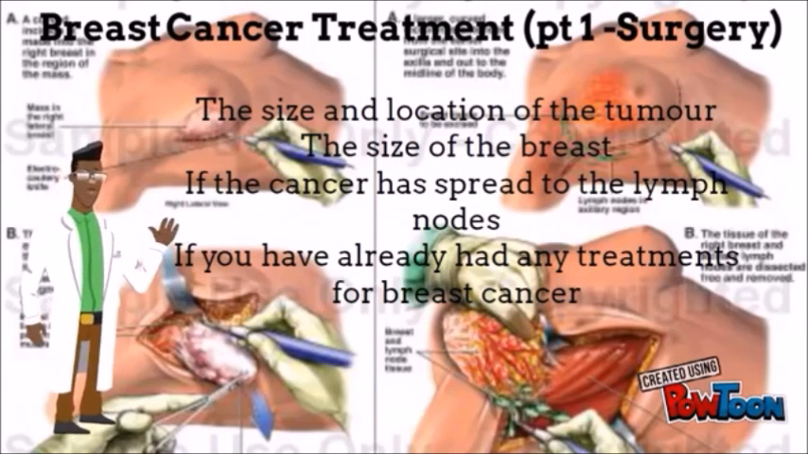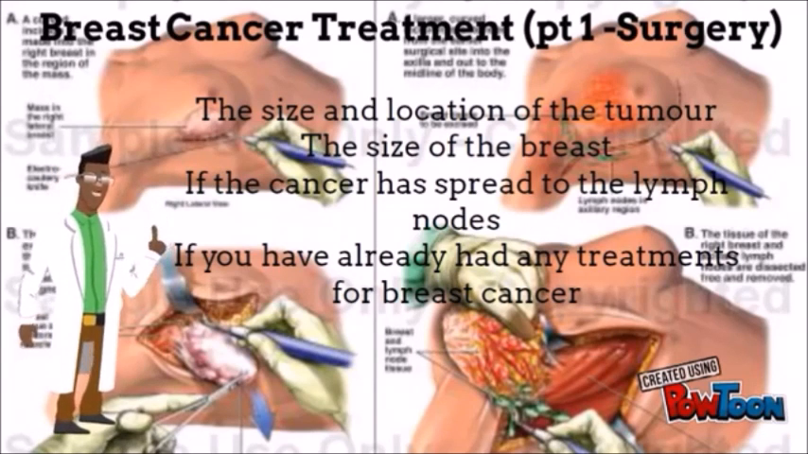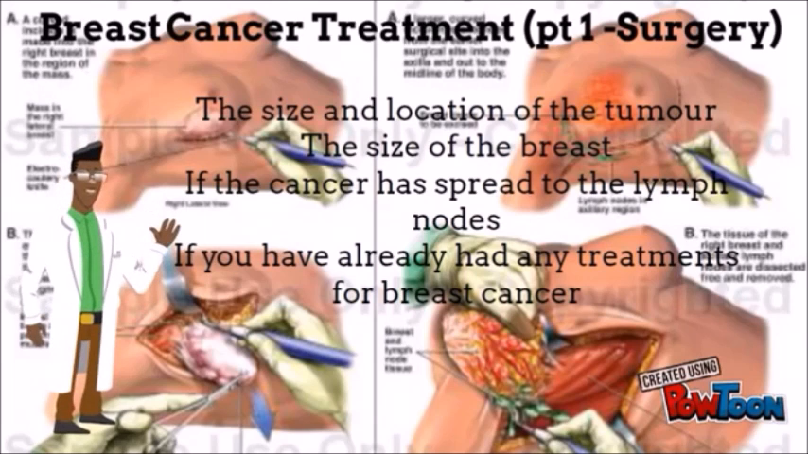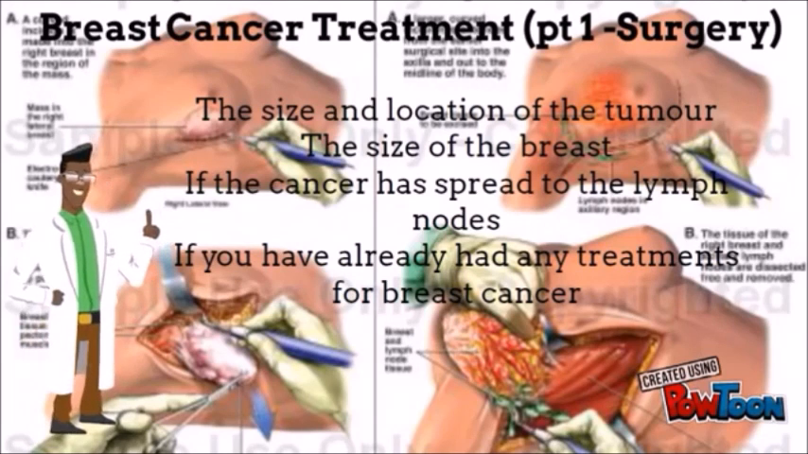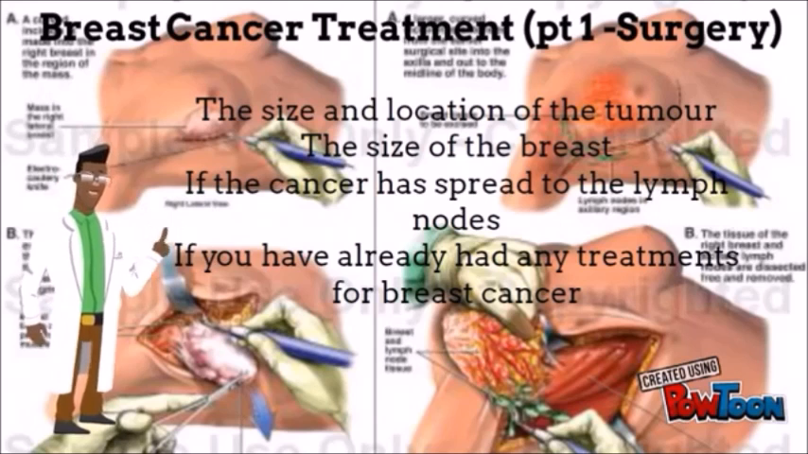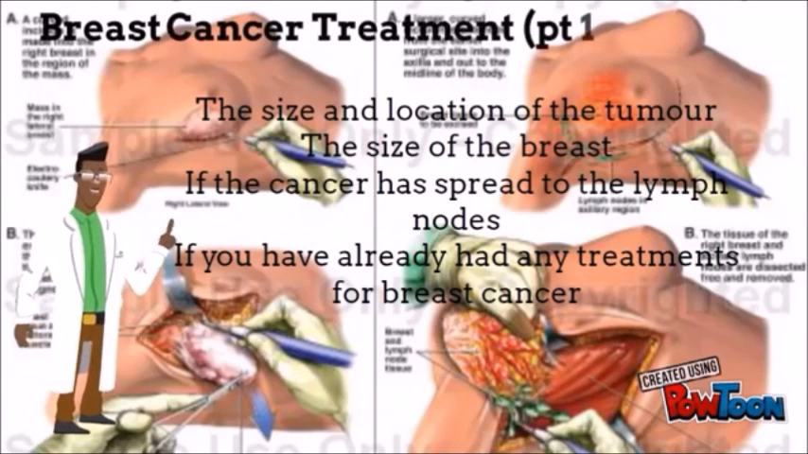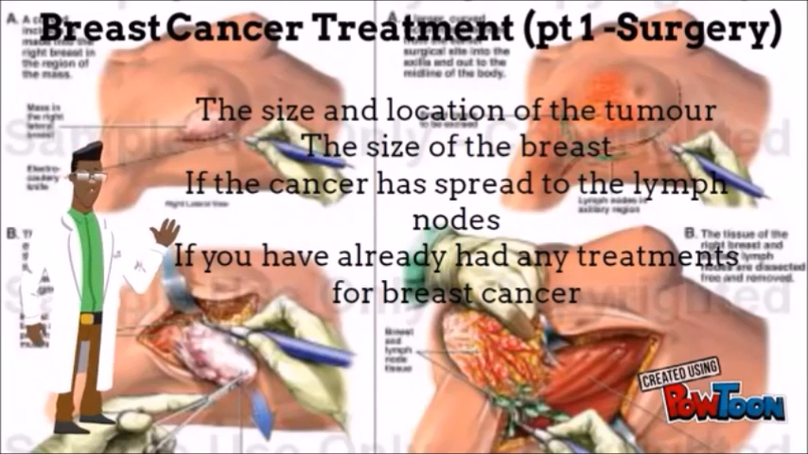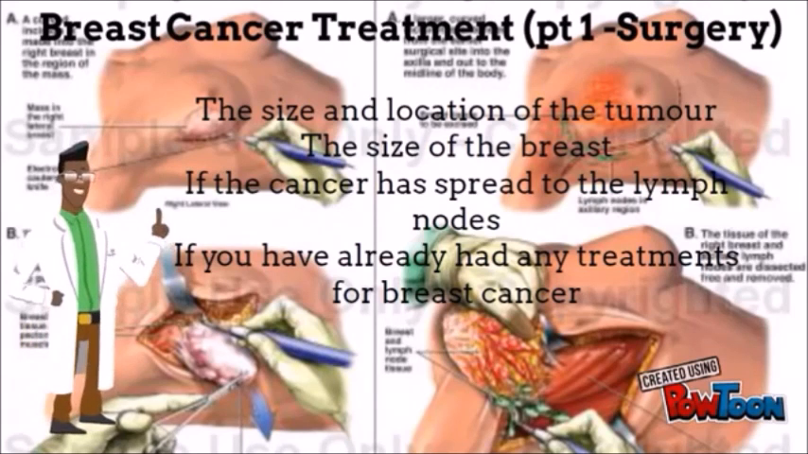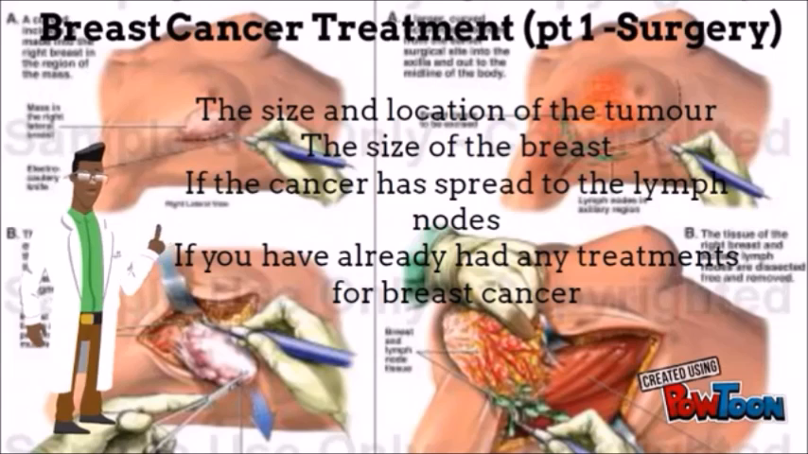Surgery for breast cancer often depends mainly on the size and the location of the tumor within the breast, the size of the breast, if the cancer has spread to other lymph nodes within the breast or through the body, or if you have already had treatments for breast cancer in the past.